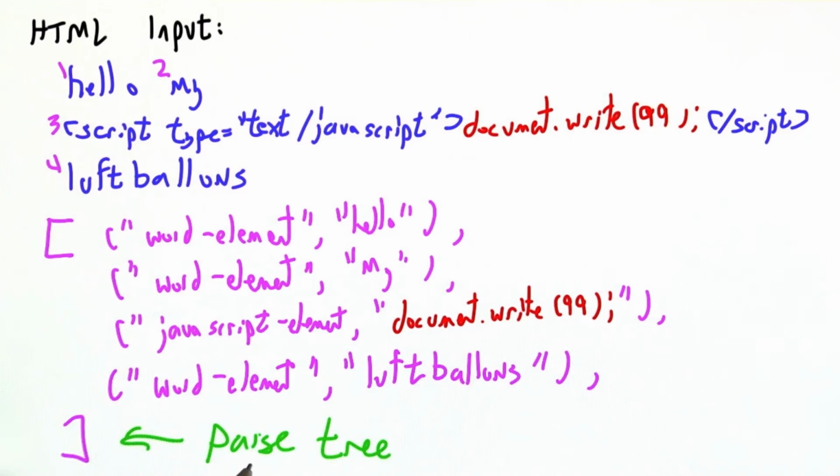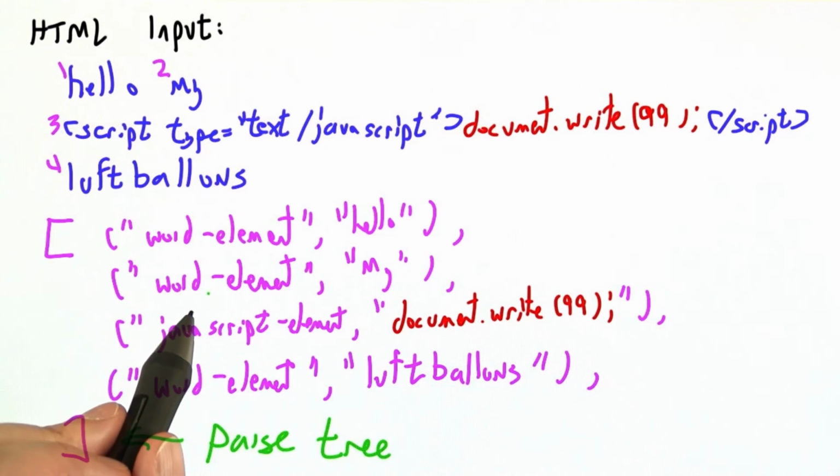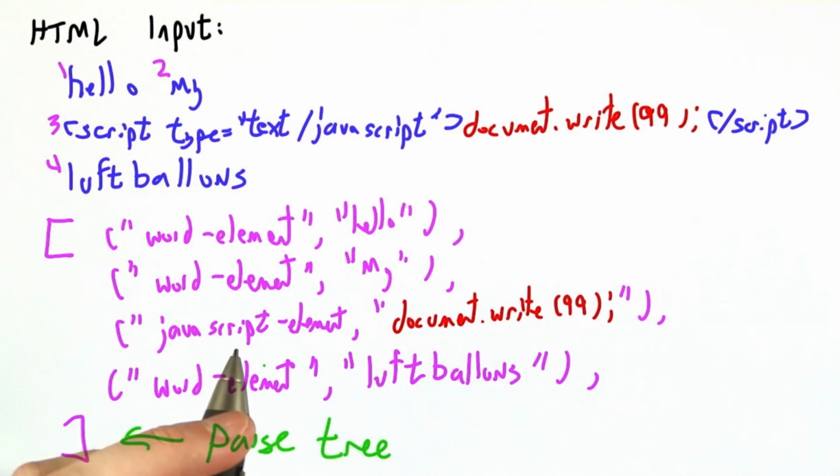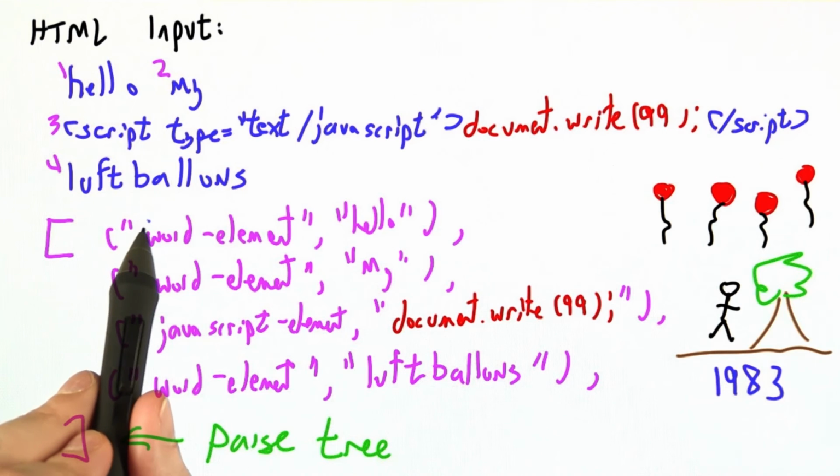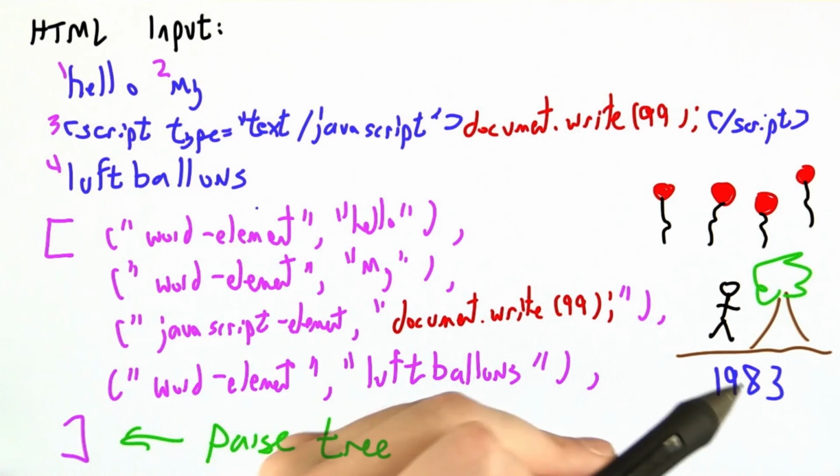This is the parse tree, a list of HTML elements. It just so happens that none of these are nested, but they could have been if there were some tags in here. And here, 99 Luftballon is perhaps more commonly known in English as 99 Red Balloons.